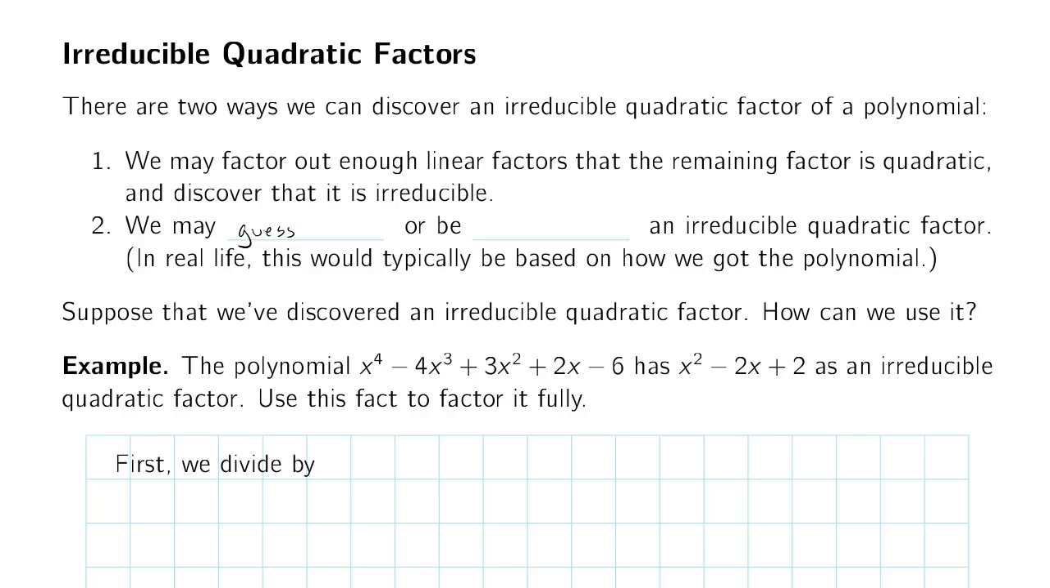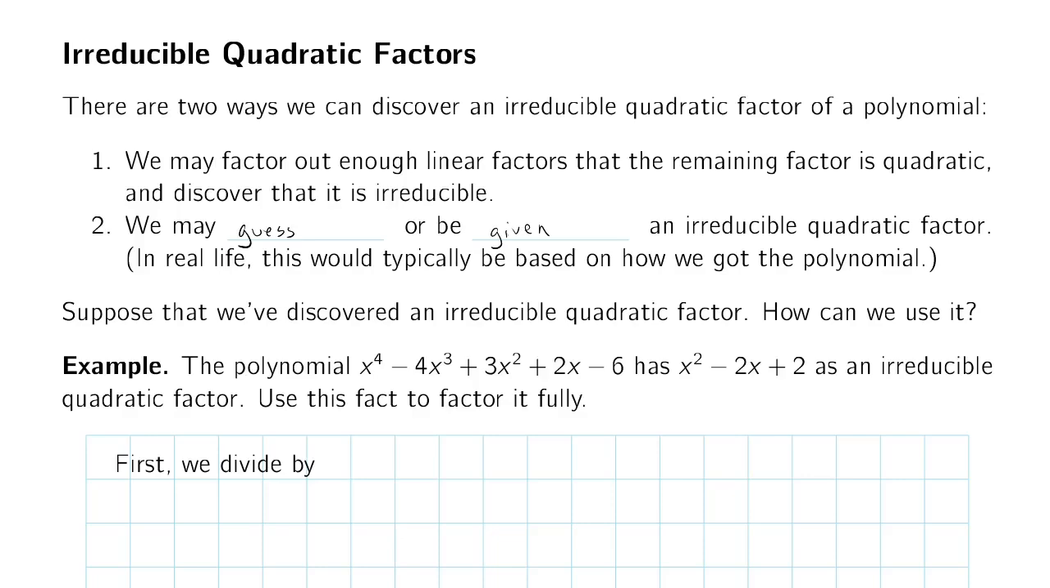Or in the context of a math class, we might be given an irreducible quadratic factor. In real life, typically we'll guess an irreducible quadratic factor in some way based on how we built the polynomial in the first place, right? High degree polynomials don't just fall out of the sky, they come from somewhere. And often the place the polynomial came from suggests an irreducible quadratic factor it might have.